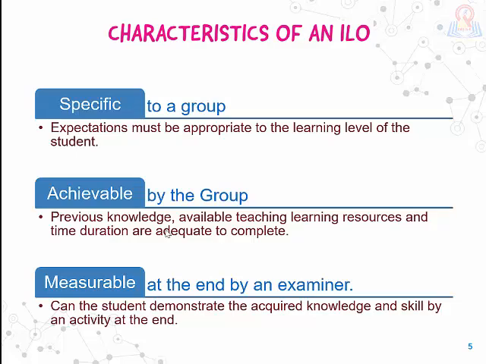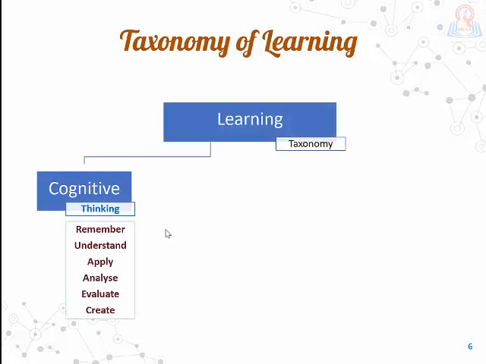So let us refine it. The first step is the learning level. In order to fix the learning level, you must know the taxonomy of learning first. The taxonomy of learning involves three domains. The first domain is the cognitive domain, that is the thinking domain, where you have six levels: remember, understand, apply, analyze, evaluate, and create.